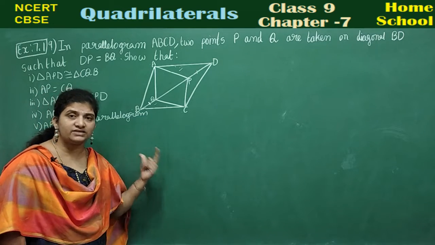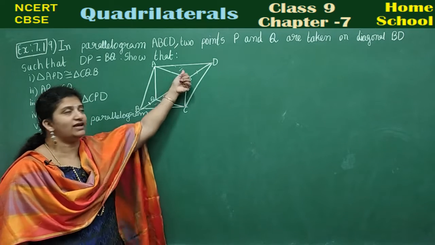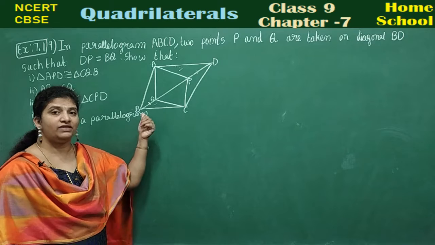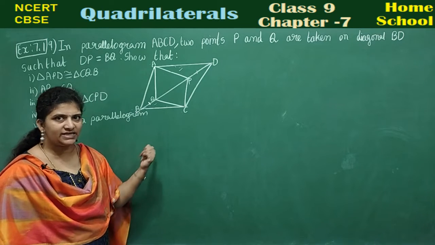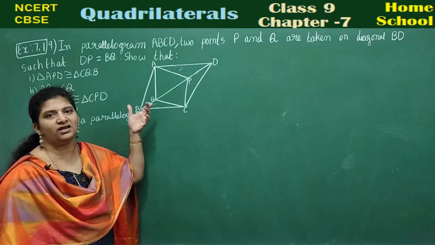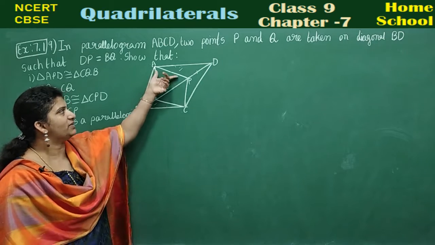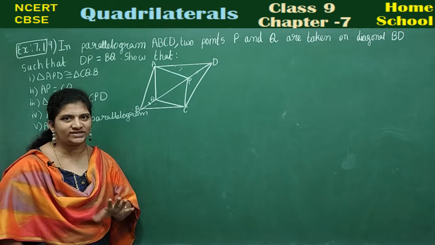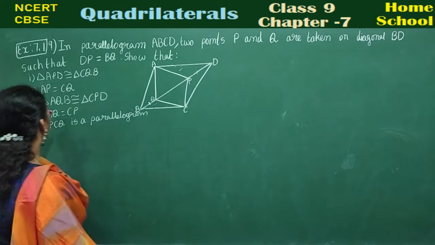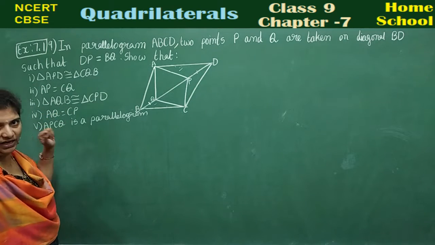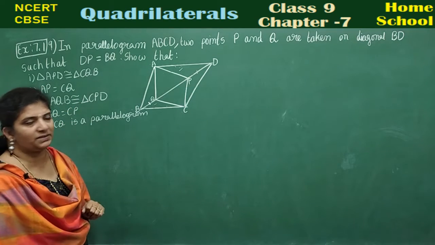The next one, AP is equal to CQ, I need to prove. In your first sub-question, you proved these two triangles are congruent. If they are congruent, by CPCT, we can equate the remaining sides. That means AP is equal to CQ. Over. Second proof.